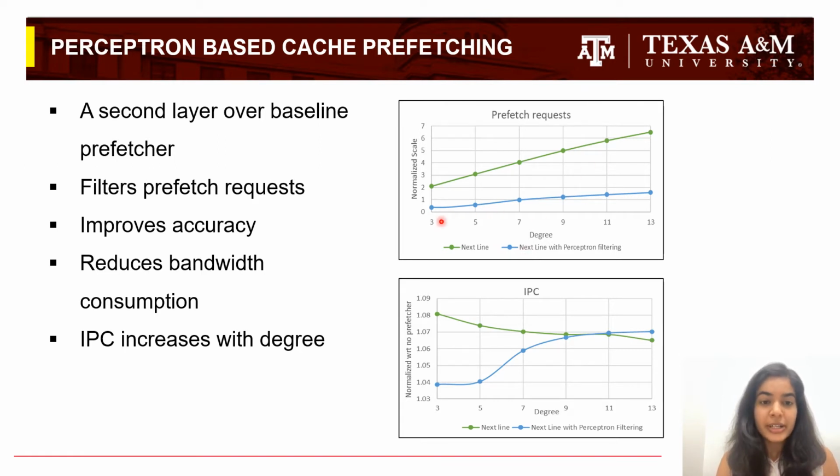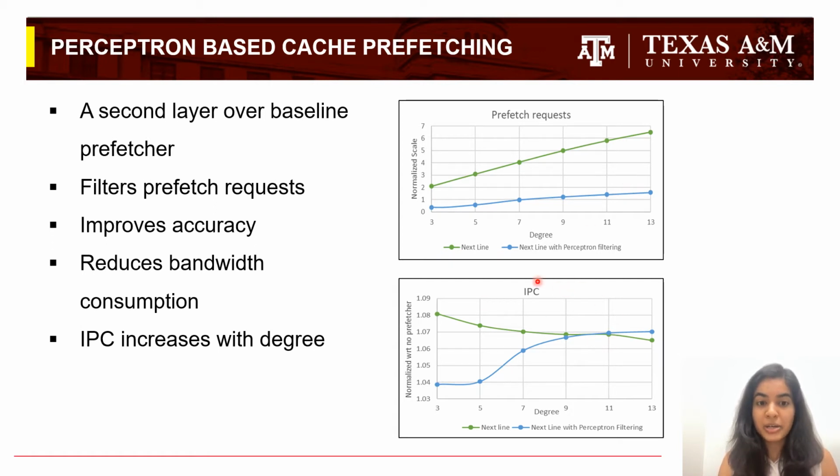We observe that as we increase the degree of prefetching, the number of requests made by the next line prefetcher increases rapidly. However, the number of prefetch requests made by the next line prefetcher with Perceptron filtering are way less than the ones made by just the next line prefetcher. So overall, this helps us to reduce the amount of bandwidth that is consumed by our prefetcher, and it also helps us to increase the accuracy.